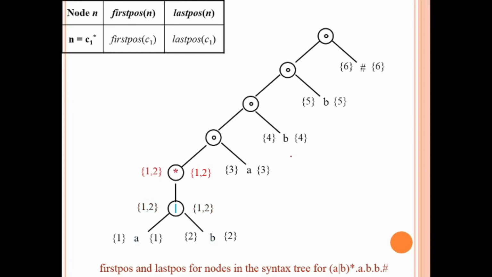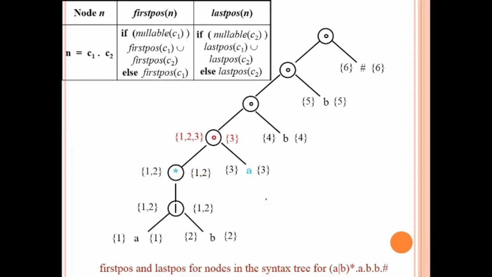Then let's calculate the first position and last position of this star node. It says that first position of the star node is equal to first position of C1, that is the only child of this star node. In our example, the OR node is the only child of this star node. So whatever the first position of the OR node is will be the first position of the star node. Similarly, last position of the star node will be equal to last position of the OR node, that is equal to {1, 2}.